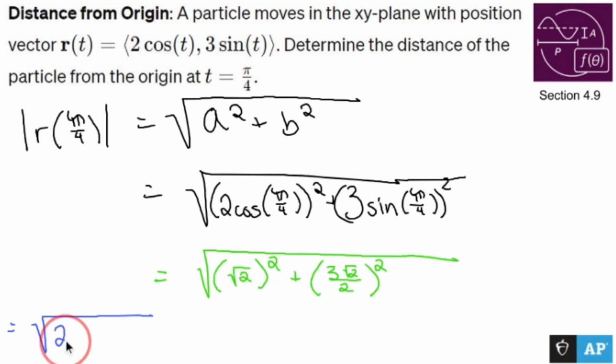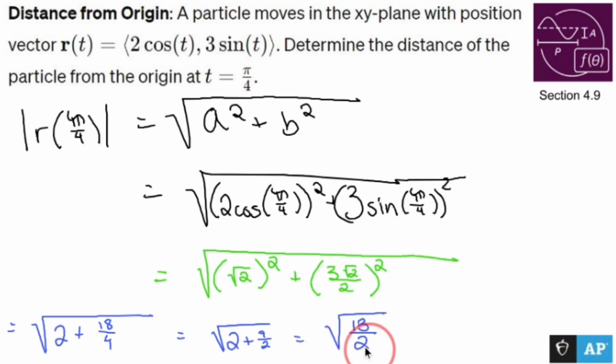That just gives us 2. Root 2 squared is 2. Okay, let's do 3 times 3 is 9. Root 2 times root 2 is 2, and then 2 times 2 is 4. So 18 over 4. That's going to equal the square root of 2 plus 9 over 2, which is just going to end up being 13 over 2. The square root of 13 over 2. So, not the prettiest thing in the world, but there you have it. We did it.